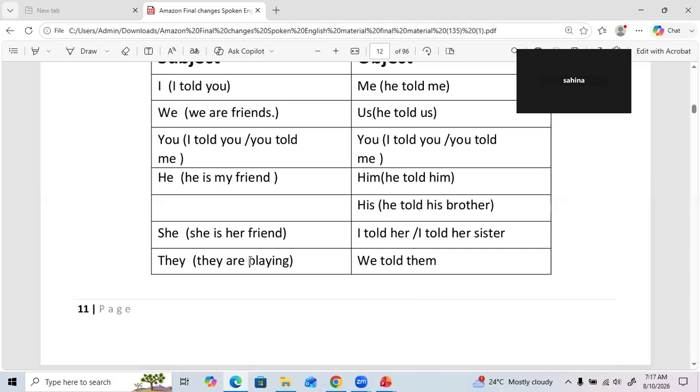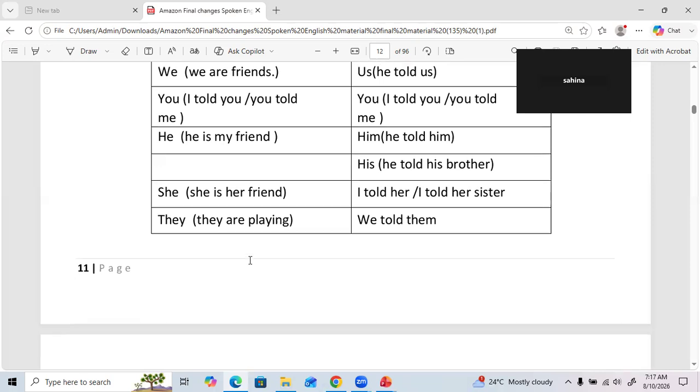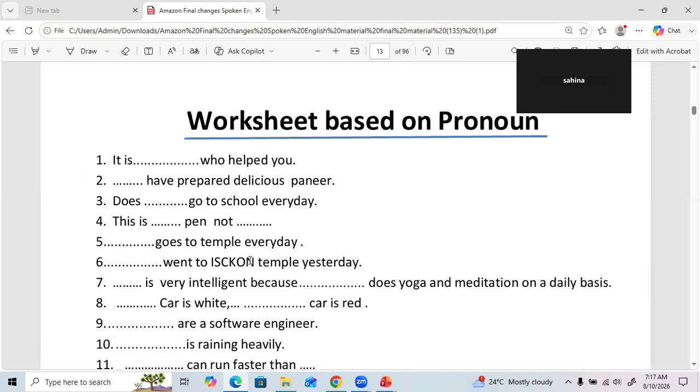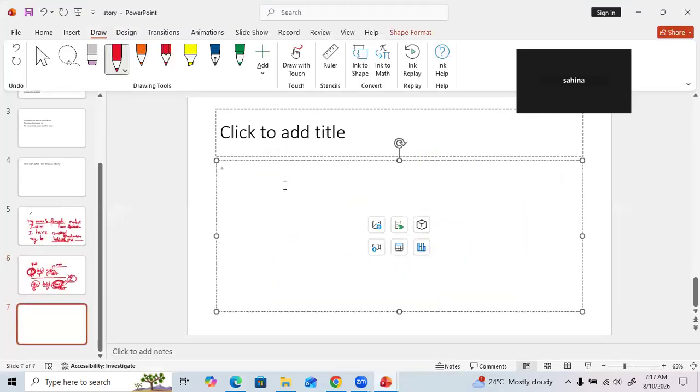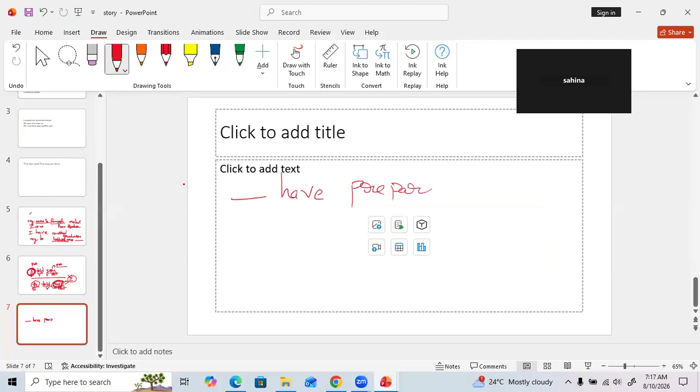So now based on this, let's try to go through a few questions. So here we have the questions. For example, have prepared delicious paneer. Let me write this. So further you can take the worksheet and you can start solving. See what the question was given. Have prepared delicious paneer. Right.